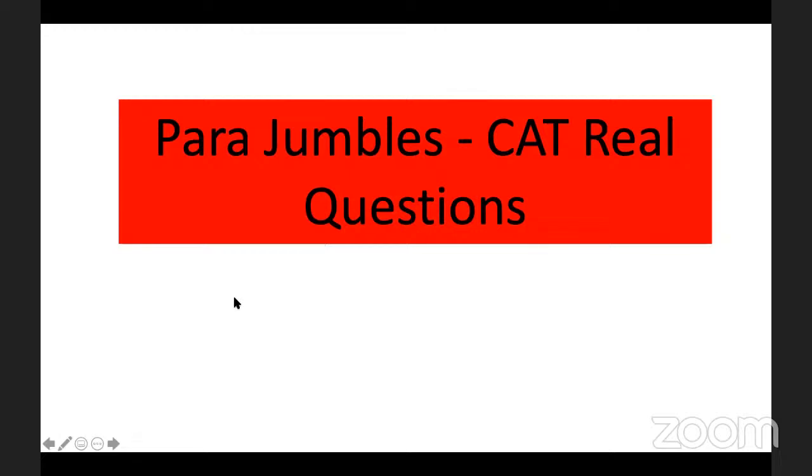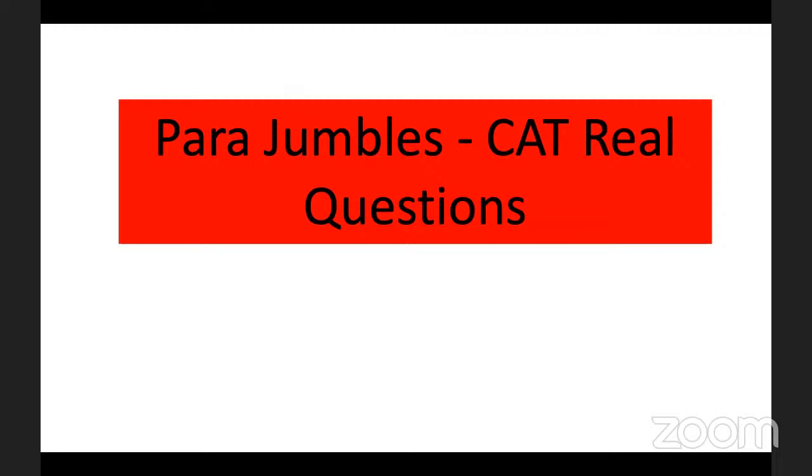Alright. So let's start with parajumble. Parajumble is basically the most important part of CAT. You can assume that after RC, parajumble is the only one that covers most of the verbal section.